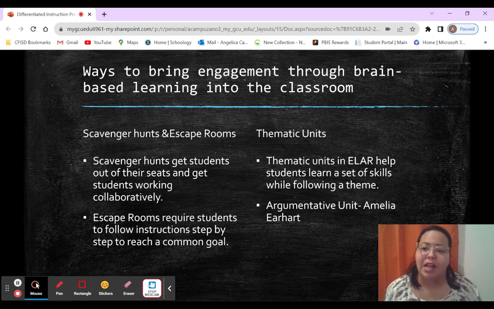One way that I do it in my classroom is I have scavenger hunts or escape rooms. Scavenger hunts are more for when we are starting a new lesson and they have to go and discover different things. This allows students to get out of their seat, they're getting physical, and they're working collaboratively with a group in order to reach a common goal. Another one, for escape rooms, is students are required to follow instructions step by step. So it's a process in order to reach a common goal as well. I usually use escape rooms for after their learning is done, and this is just a little extra way that I can understand what they understand, and students are able to apply their knowledge.